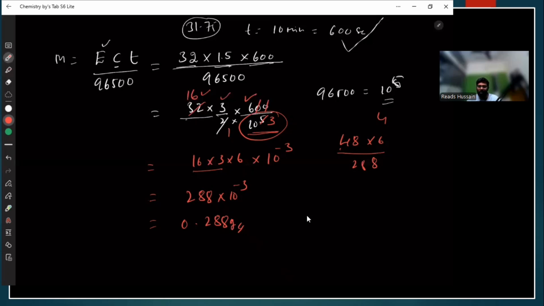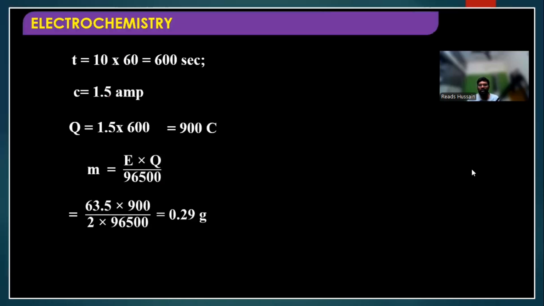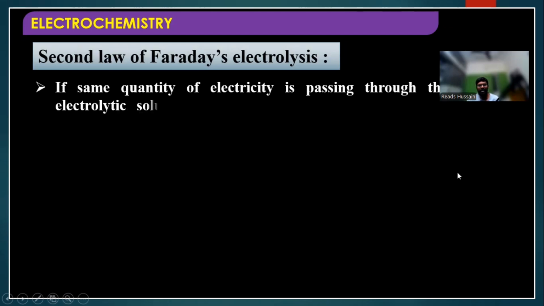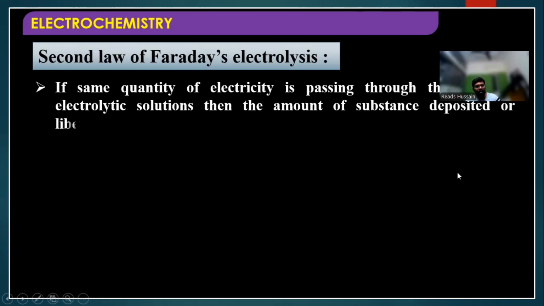Suppose in a competitive exam you will have some objective questions, that means A, B, C, D options will be there. So you choose the correct option, right? So this is how we can easily calculate, and this is one problem. Next, the second law of Faraday. Faraday's second law.